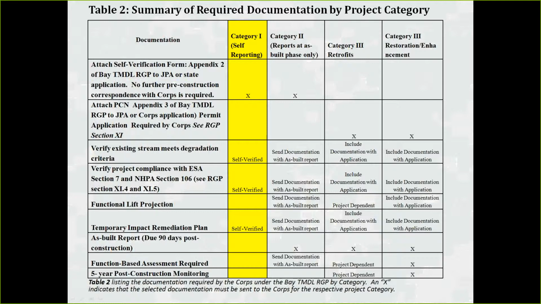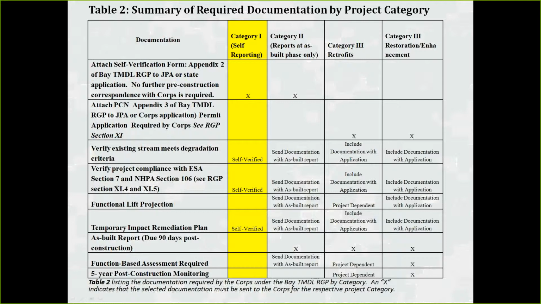Now, had our project been solely a stormwater management retrofit, it might meet a Category 1, and our application process would be a lot less rigorous. You would need to fill out Appendix 2 of the Bay TMDL RGP and attach it to your joint permit application. It would be up to you to self-verify that your project site met degradation criteria. The applicant would be responsible to ensure their project is compliant with Section 7 of the Endangered Species Act and Section 106 of the National Historic Preservation Act.